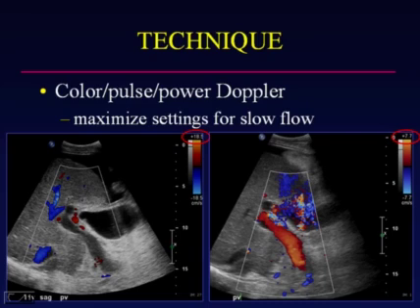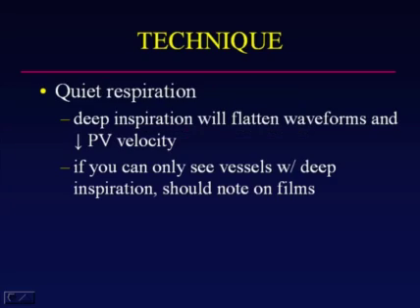The other things that you can do in order to maximize your ability to detect slow flow on Doppler interrogation is to decrease the size of the color box, to make sure your focal zone is set just at the area that you're trying to image, and to make sure that your wall filter is set at the lowest possible frequency before your image is degraded by noise.